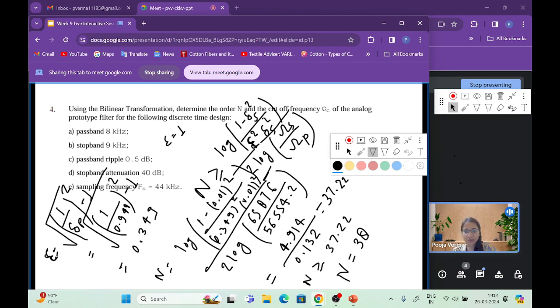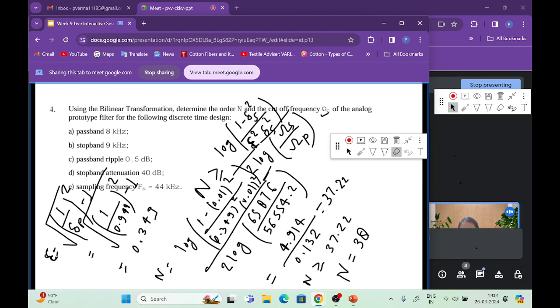Now how will we get the cutoff frequency? We have got the order of the filter, right? Now we need to find out the cutoff frequency. So how will we find out? So can I remove this one? Have you noted down? I hope all of you have noted down. So I am removing this.